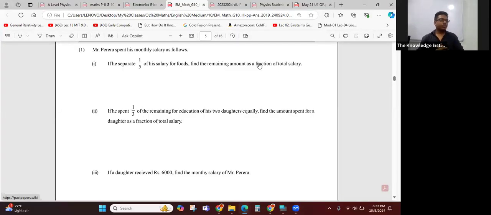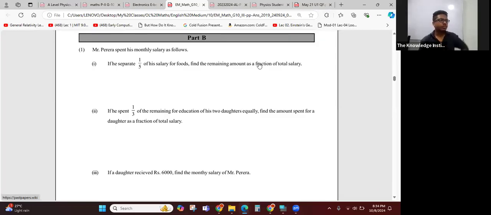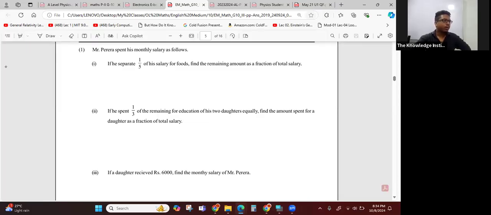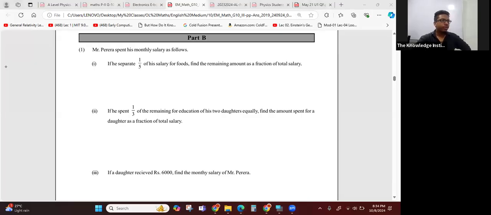Okay, so the first question, the fractions. Mr. Pereira spent his monthly salary as follows. Roman number 1. If we separate 1 out of 5 of his salary for food, find the remaining amount as a fraction of the total salary. Okay, so here we first divide his salary into 5 equal sections, right?